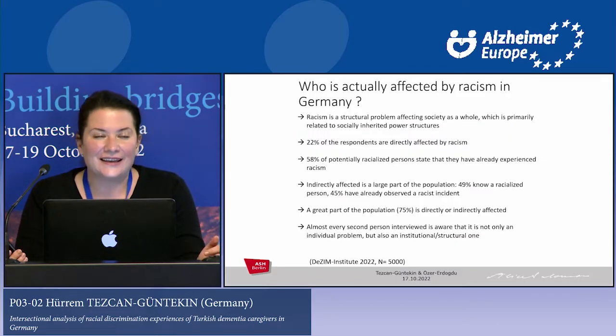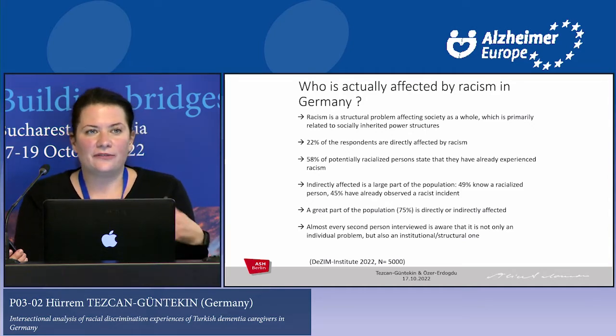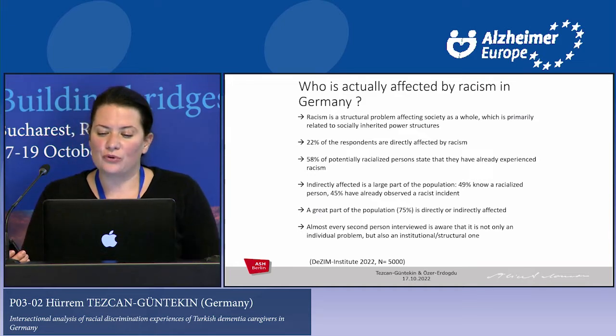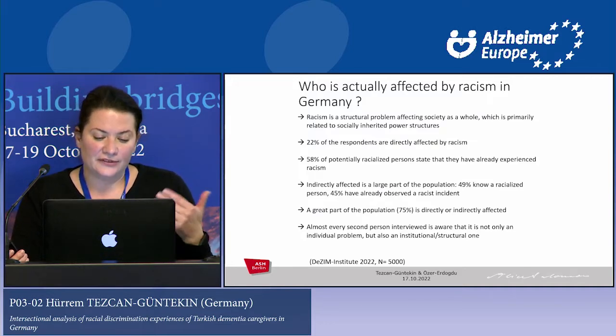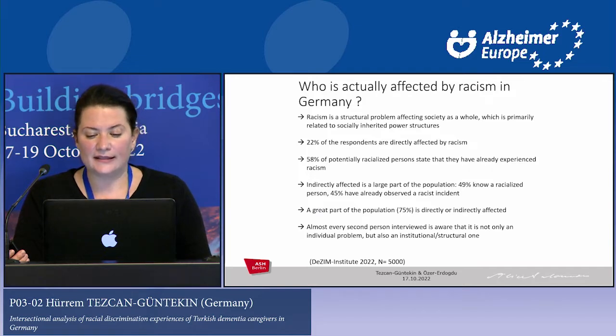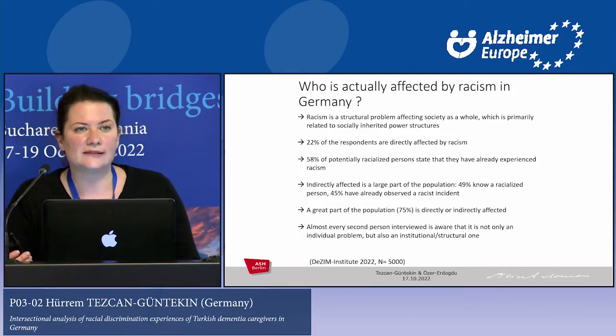Okay. Who is actually affected by racism in Germany? We have got new data about this from the Dementia Institute. Racism is a structural problem affecting society as a whole, which is primarily related to socially inherited power structures. 22% of the respondents are directly affected by racism. 58% of potentially racialized persons state that they have already experienced racism.